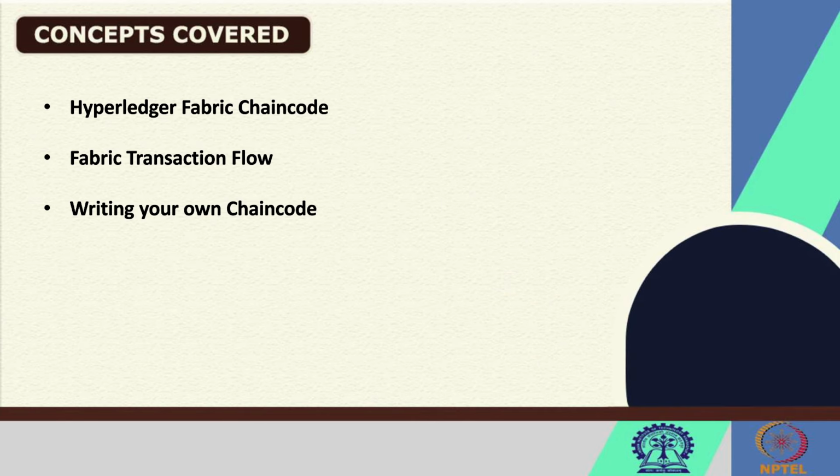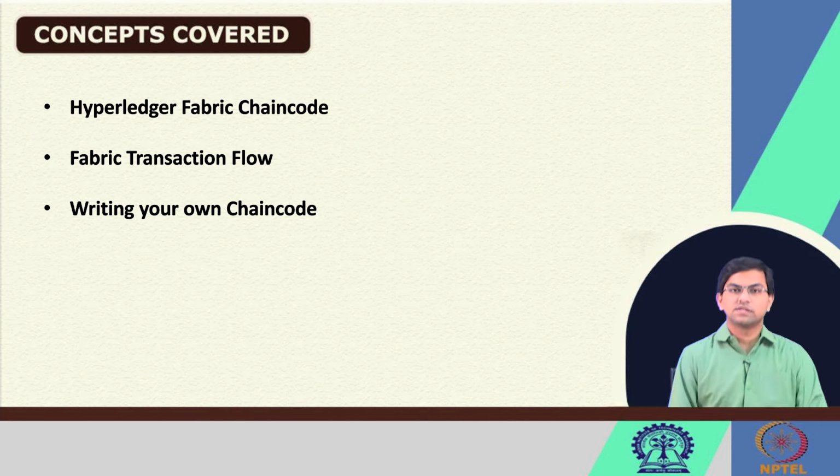So, till the last lecture we saw how we can use Hyperledger Fabric in a test network and install some smart contracts as chain codes and do some transactions. In this particular lecture we will go through Hyperledger Fabric chain codes. We will learn how we can write Hyperledger Fabric chain codes and how the Hyperledger Fabric chain code transaction flow works. So, when we execute a transaction, what happens in a Fabric network, and then we will see how to write your own chain codes.